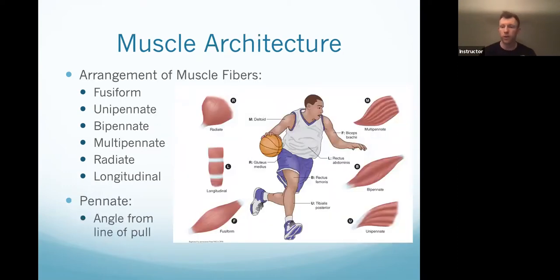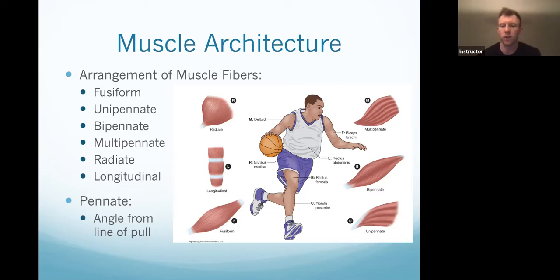Muscle also has different architecture. It looks a little different depending on where it's at, and that also affects the amount of force that it can create and the direction of its pull. Here are the official names, and then we'll talk about some examples. You have fusiform, you have unipennant, which just means one, bipennant is two, multipennant is multiple, and then you have radiate and longitudinal. What a pennate is, is just the angle from the line of pull.